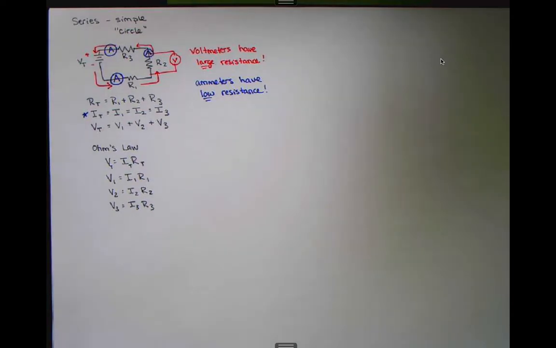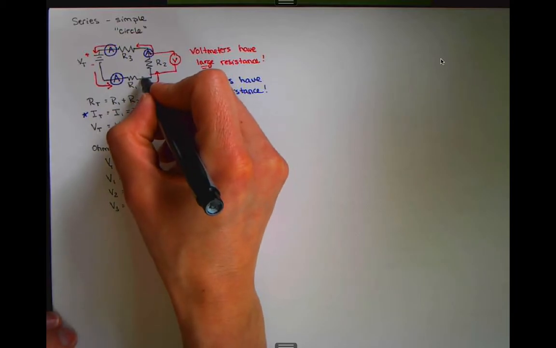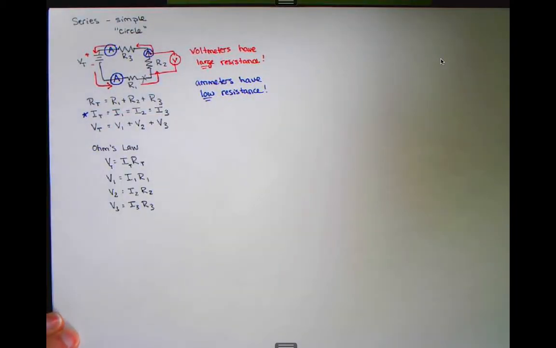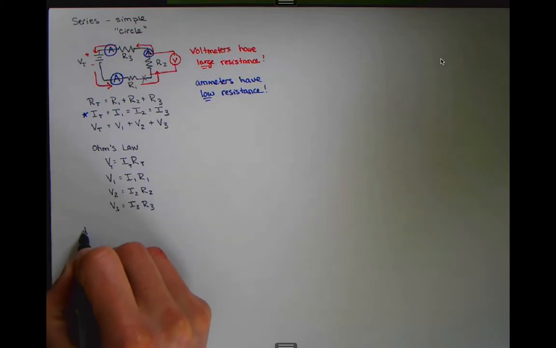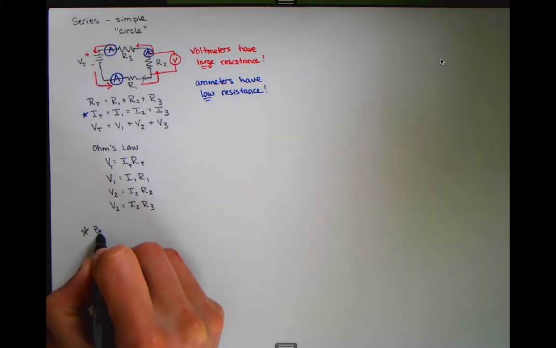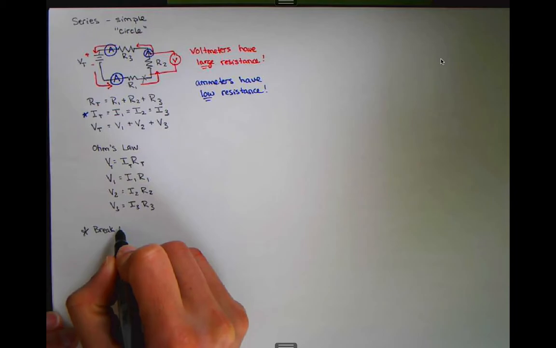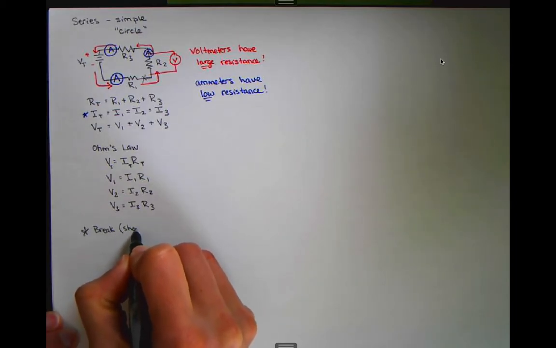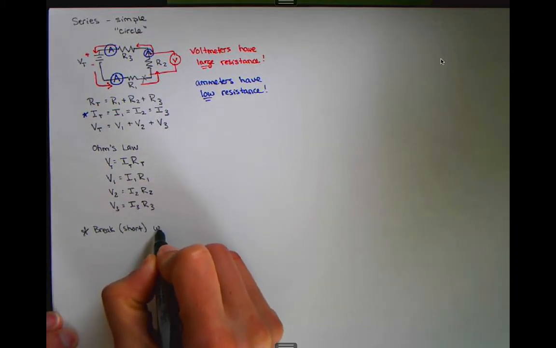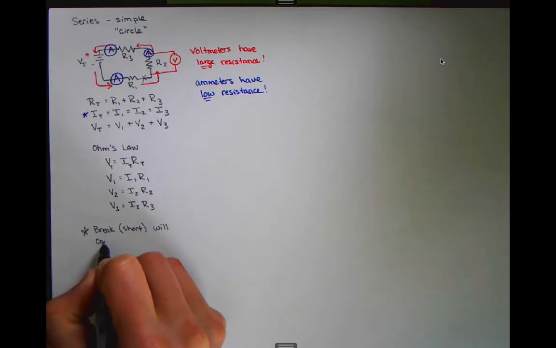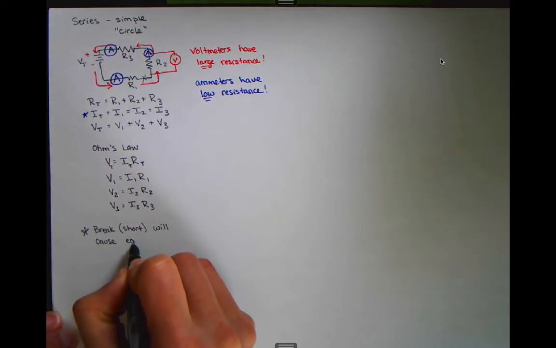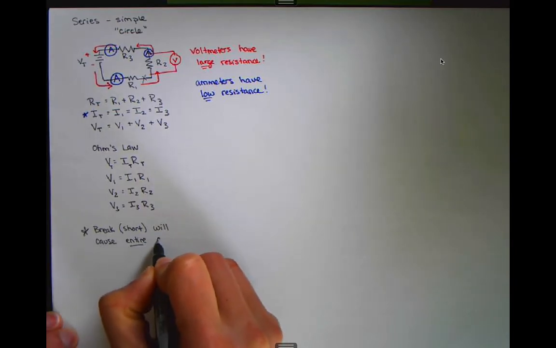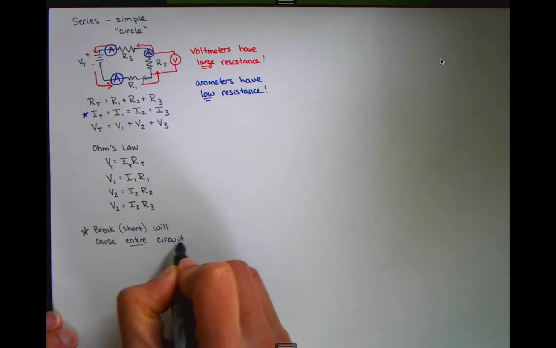Okay, and so those are series circuits. Now, in a series circuit, if I were to have a break in my circuit, if I, for whatever reason, cut this wire right here, that is going to cause the entire circuit to stop working. So a break, or this is also known as a short, will cause the entire circuit to stop working.